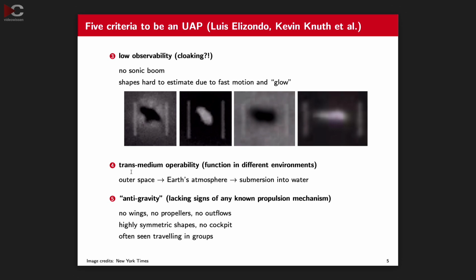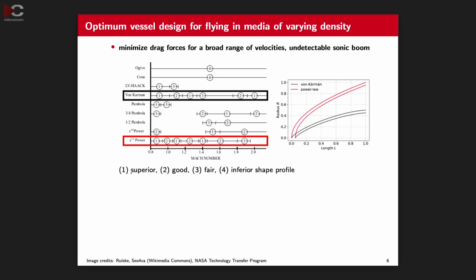Let's have a look at the current state of the art and what we could do if we were to build such vessels and if we were to navigate such flight maneuvers as we observe them, given that there are no image processing artifacts and there are actual, real, physical flight maneuvers. So let's start with the optimum vessel design for flying in different media, and I would like to focus on air as the surrounding medium. There we definitely have to minimize the drag forces for a broad range of velocities, and we have to suppress the sonic boom. This has been the question for missile design since the 1950s.